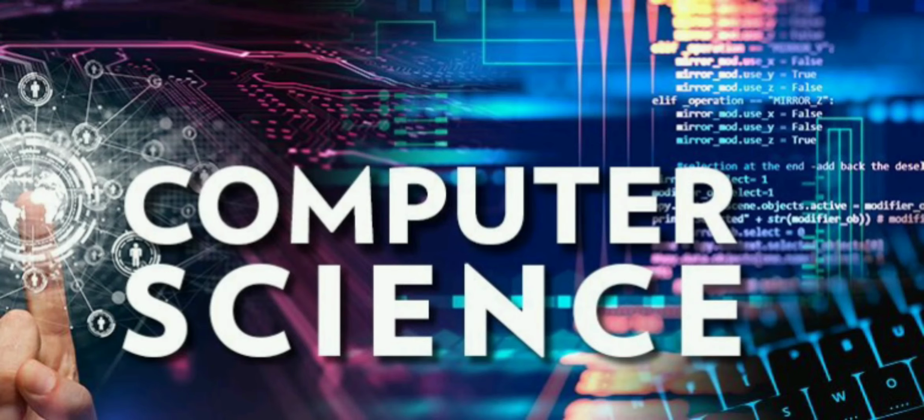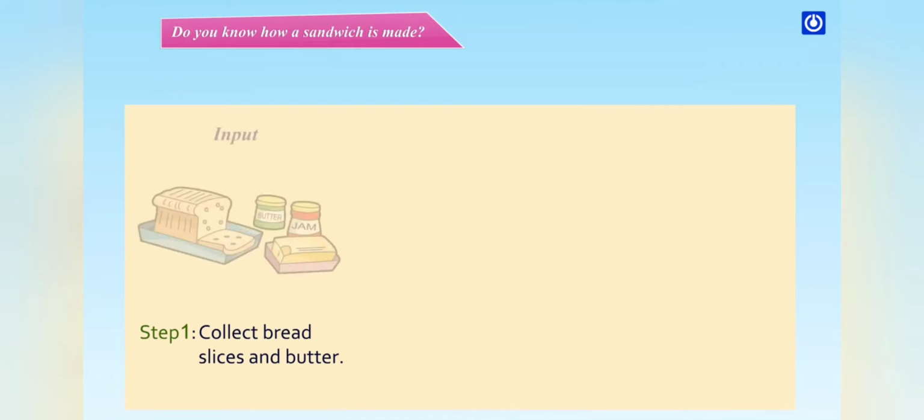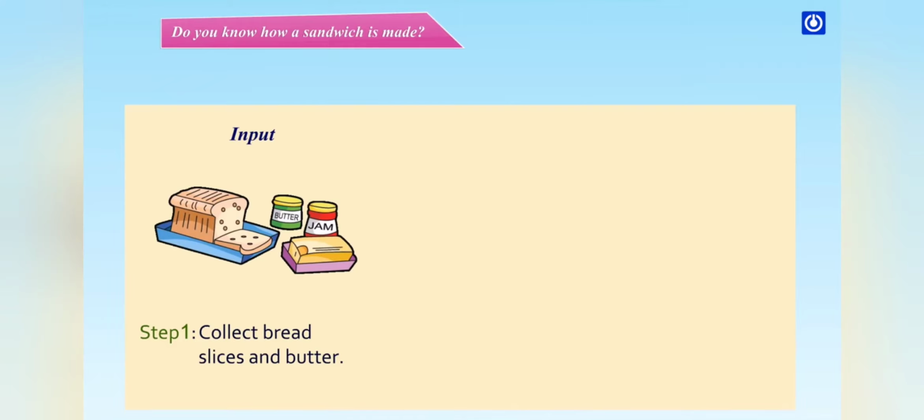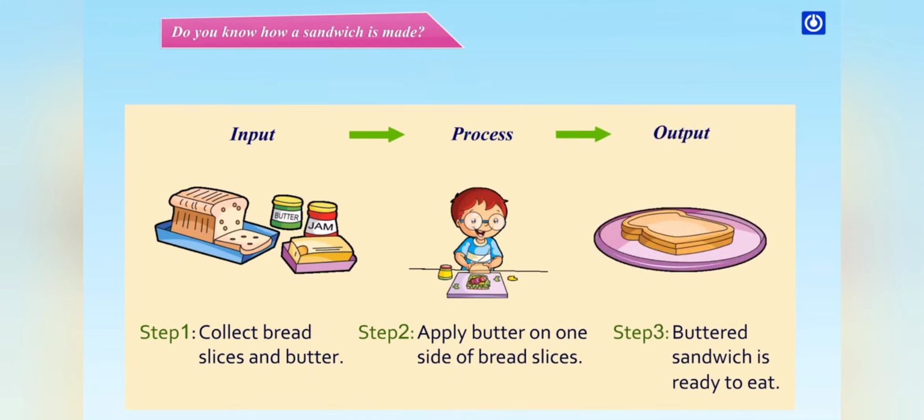Thank you. Yes, it is how a computer works: takes input, does processing, and produces output. Let us begin with an example. Do you know how a sandwich is made? Step 1. Input. Collect bread slices and butter. Step 2. Process. Apply butter on one side of bread slices. Step 3. Output. Buttered sandwich is ready to eat.